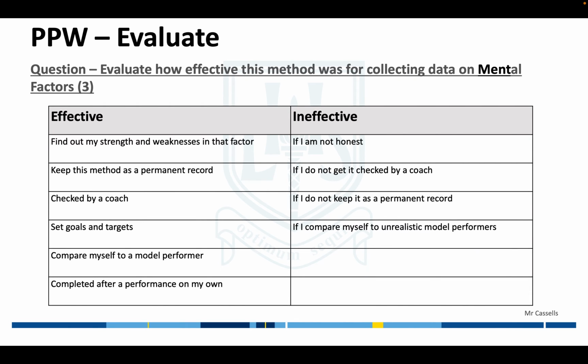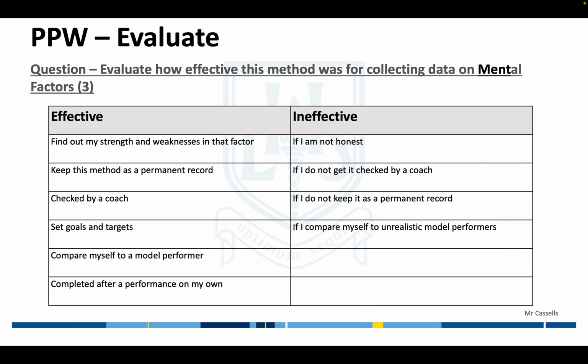So some points of evaluation are shown on screen, and how I've split this up is into effective and ineffective, and it might be a good idea to jot these down on your prelim paper or in your exam paper. So if we were evaluating how effective the profile wheel was for collecting data on the mental factors, some points or things that we could pick out for it being effective are that it allows us to find out our strengths and weaknesses. Again, we can keep it as a permanent record. It's effective because it's going to get checked by a coach. It's effective as it allows you to set goals and targets. It's going to be effective because it allows you to compare yourself to a model performer. And it's also going to give us effective, reliable and accurate data if we complete it on our own.